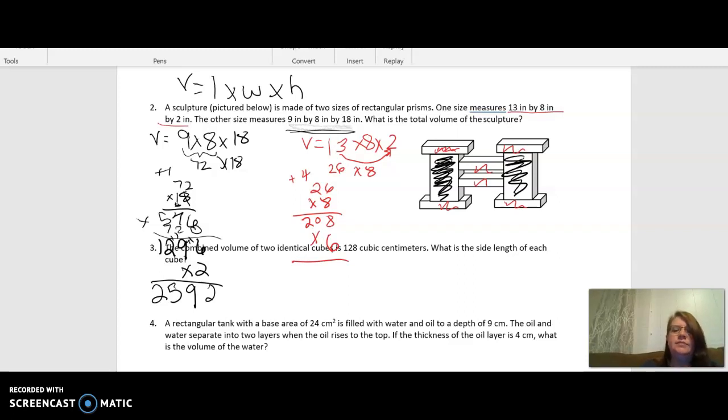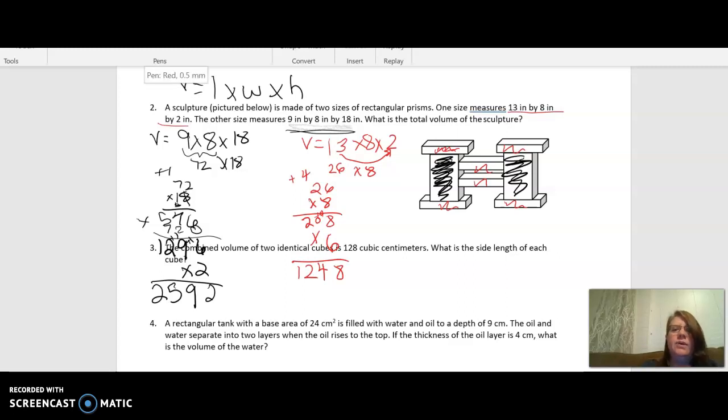8 times 6. Think it. 8 times 5 is 40. 8 times 6 was 48. Carry my little 4. Okay. 6 times 0. Well, that's an easy one. I get 0. Plus 4 equals 4. And 6 times 2 equals 12. So now I know that all of the little prisms total a volume of 1,248.